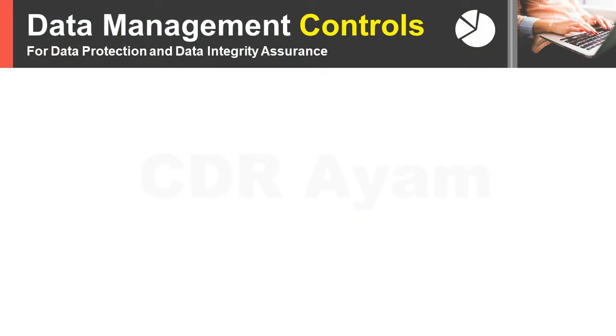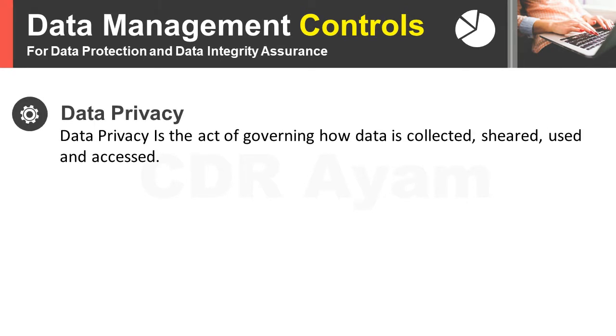Let's begin with the following data management control mechanism, that is data protection and data integrity assurance. One control mechanism to have in place for data management is data privacy, which is defined as the act of governing how data is collected, shared, used, and accessed. A data privacy control does not only provide cyber data with privacy, it also preserves the integrity of the data as well as protects data from unauthorized individuals.